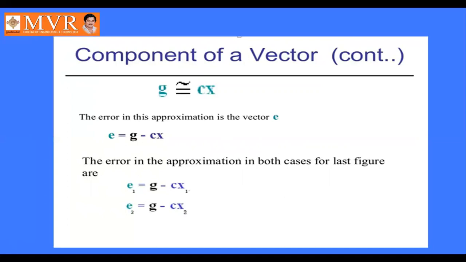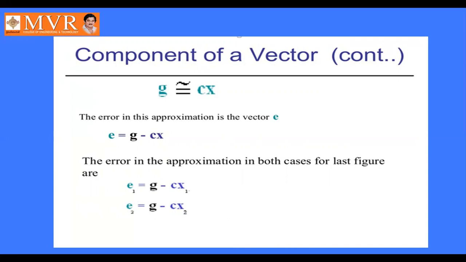The error in this approximation is the vector e, where e is equal to g minus cx. So how do we get the error vector in this expression? e equal to g minus cx. The error in this approximation for the last two figures is also similar: error e1 equal to g minus cx1. Similarly, e2 equal to g minus cx2.